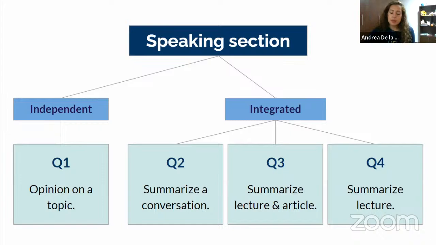Okay, guys? And as you can also see, we have 1 independent question in the speaking section, and we actually have 3 integrated questions. So does anyone by any chance know what it means when a question is integrated or independent? Do you guys know?